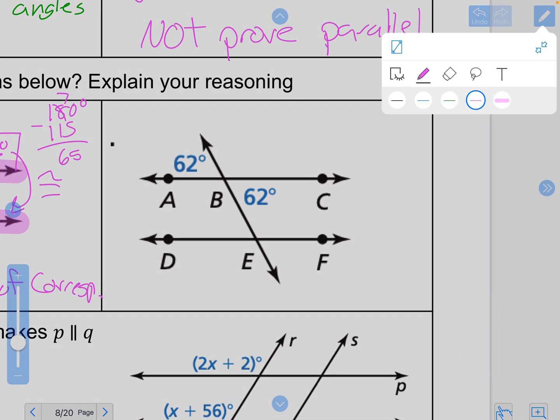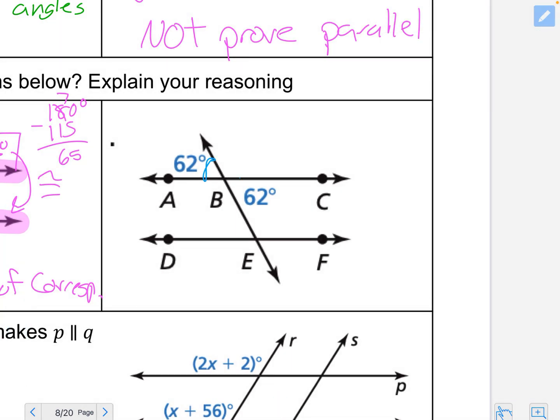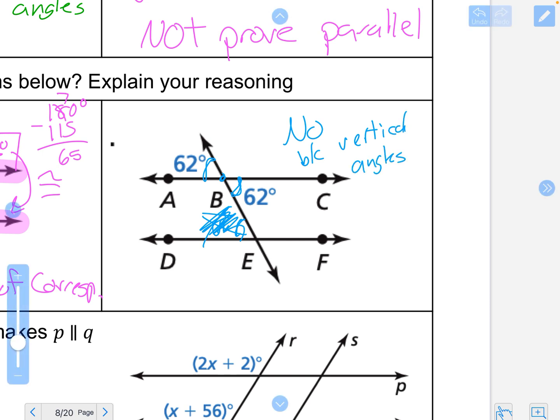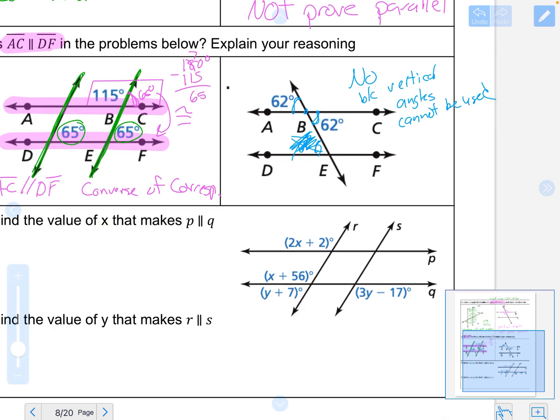If we look right here, we have two vertical angles. I have no way of knowing that this angle is also 62 degrees. We don't actually know that information. So no, I do not know if they're parallel, because vertical angles cannot be used to prove lines are parallel.